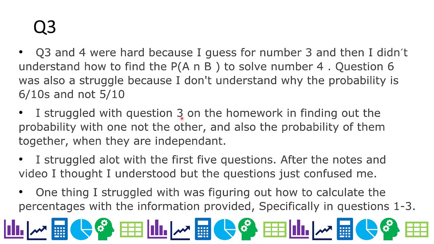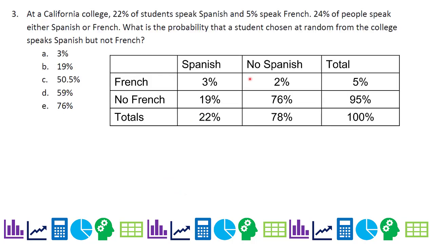Questions 3 and 4 were hard, because I guess for number 3 some of you didn't understand how to find the probability of A and B. To solve number 4, question 6 was also a struggle. So a couple of you struggled with question 3, probably because you didn't have this table. They asked, what is the probability that a student chosen at random from the college speaks Spanish but not French? So I want to be in the Spanish column and no French. That would be this 19% right here, which gives you that value right there.